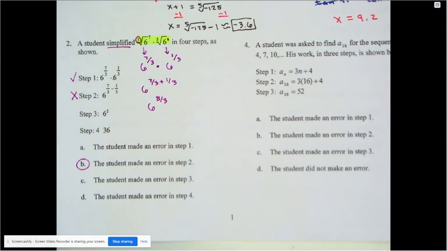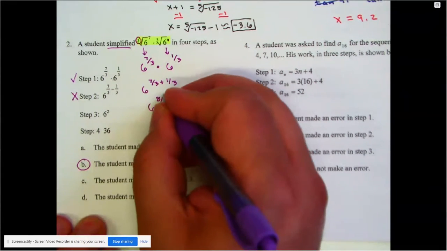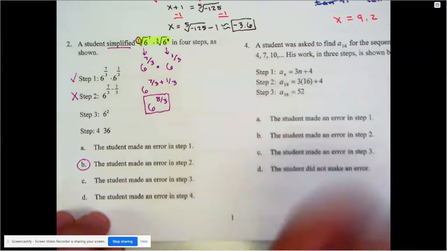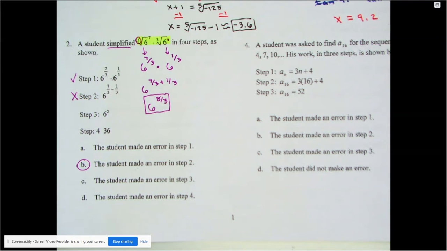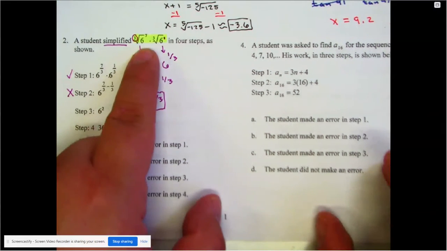Remember, they never said give me decimals. Leaving the answer like this is fine. You're just reducing. And I can't even reduce that fraction, so I'll just leave it like that. All right. Well, let's keep it going. So there's a review on how to handle these.